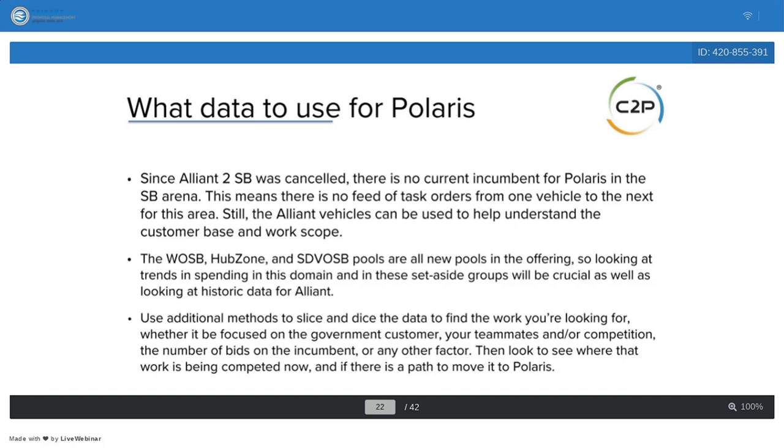This time I'm looking more at the past 5 years of data to keep it as relevant as possible. So it's going to be a lot more of the Alliant 2 Full and Open contract as far as determining which customers are using this vehicle and what the work scope is. The pools are all new as well, so there's not a whole lot of previous data that would connect between Alliant and these specific pools, but we're going to use as much historic data as we can to make these decisions. And again, like I said during the last slide, you can use additional methods to slice and dice the data to find your work.